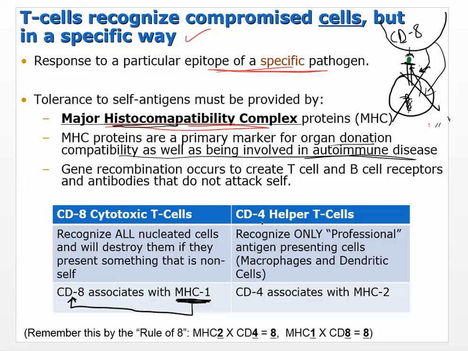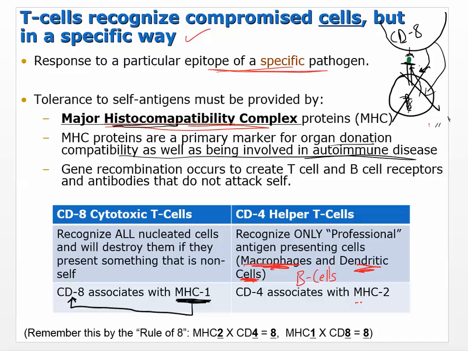Now, CD4 helpers, we're also going to talk about this a little bit later, but CD4 helper cells recognize only professional antigen presenting cells. And just memorize this, remember it. When we talk about professional antigen presenting cells, we're talking about macrophages and dendritic cells. Okay, there may be others. In fact, I will come back to this and talk about this, but B cells also act as professional antigen presenting cells, but we'll see how they're special in a little while.